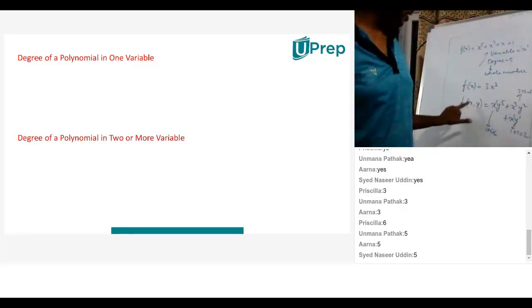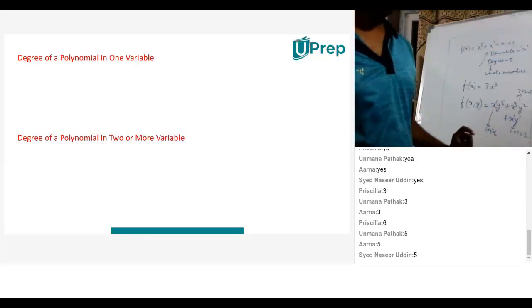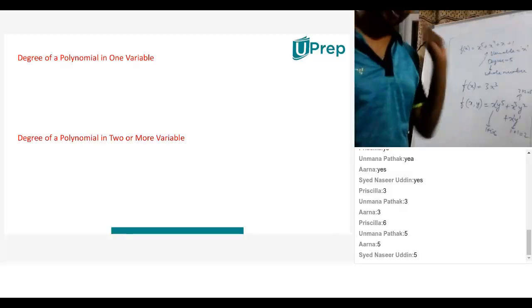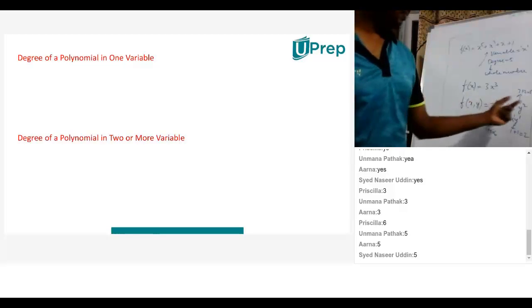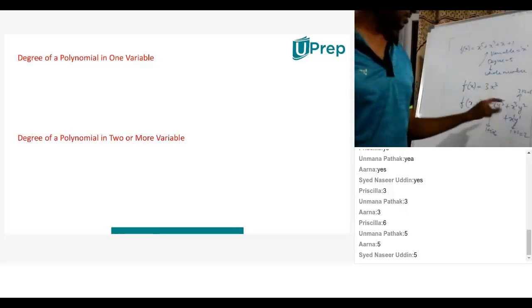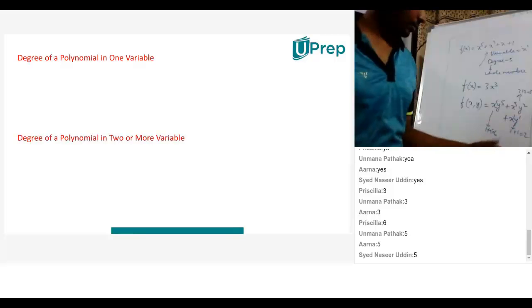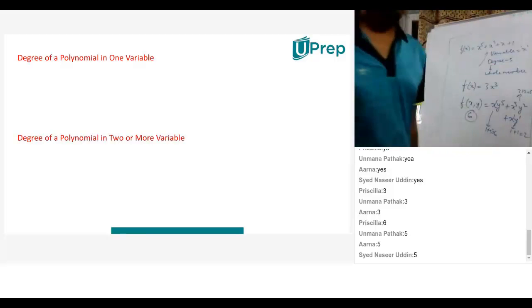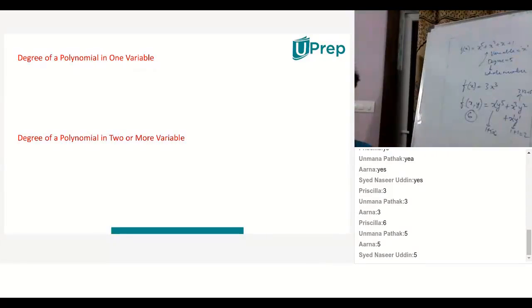Whenever you have two or more variables, you need to add the powers of the variables. And whatever the maximum value you are getting, that will be your degree. If I have another variable z as well, I still add the powers of that variable also along with this if it's multiplied, and then I get the answer. So if I have two or more variables, I add the powers of the variables in each of the terms, then I get the answer. So the answer here is 6.